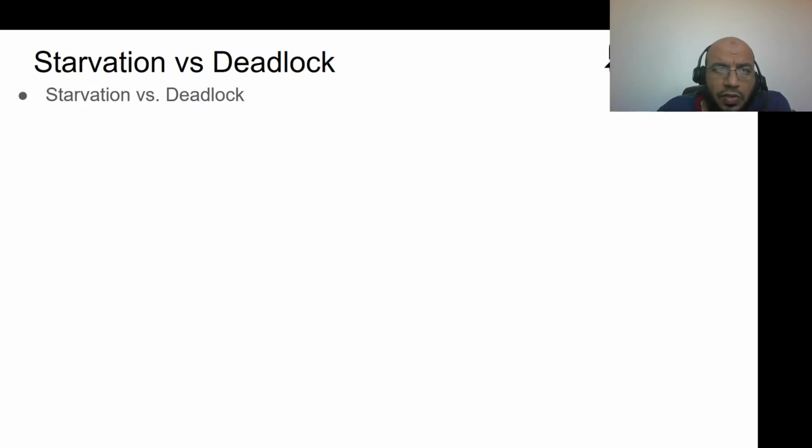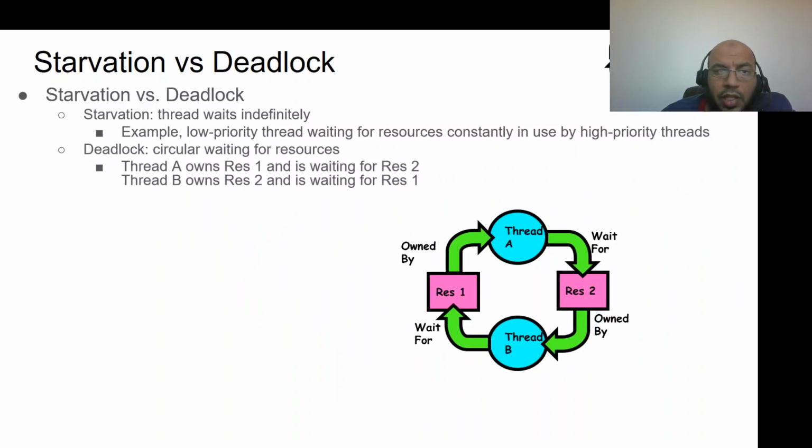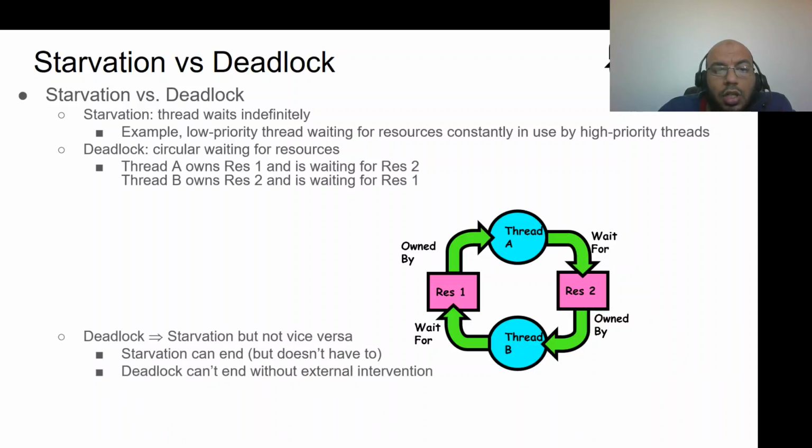There's the starvation versus deadlock. We have covered most of this. In starvation, threads wait indefinitely. In deadlocks, you have circular waiting. This is sort of a wrap up on what we have been talking about. Deadlock can lead to starvation, but not vice versa. Starvation can end, but does not have to. Deadlock cannot end without external intervention.